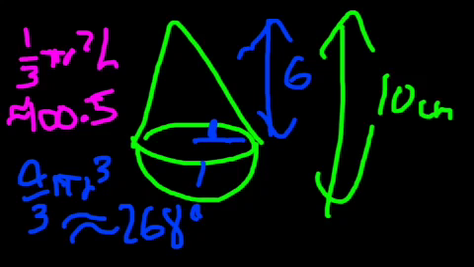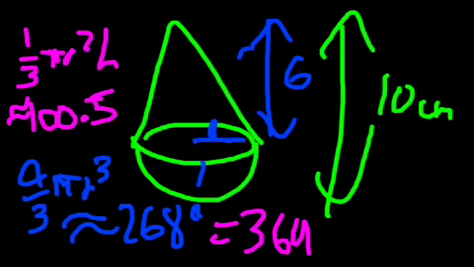We can do 268.8 plus 101. This is equal to 369 centimeters cubed, because our units were all in centimeters to begin with.